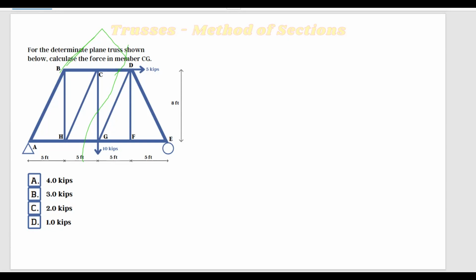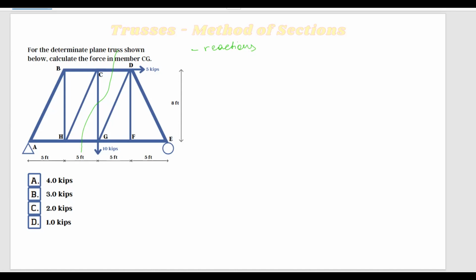So an important thing to recognize here, let me delete this, is that these 2 members are 0 force members, because they don't have any forces on this node pushing towards it. So they have to be 0 force members. So all you do is just take them away. And now you can easily do the cut through your truss and calculate the force in member CG using method of sections. And okay, first step here is also calculating the reactions.